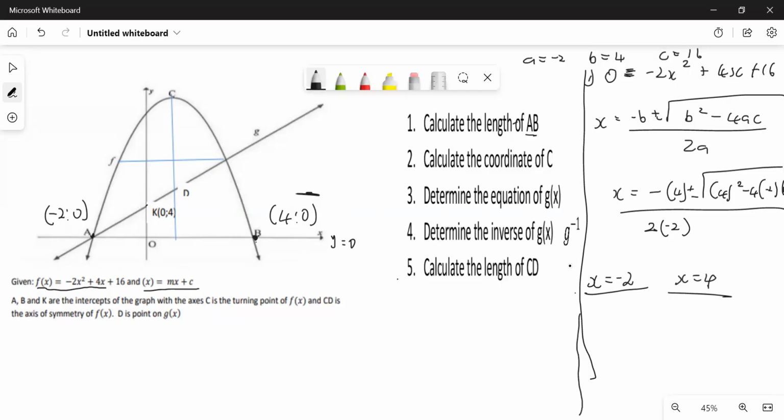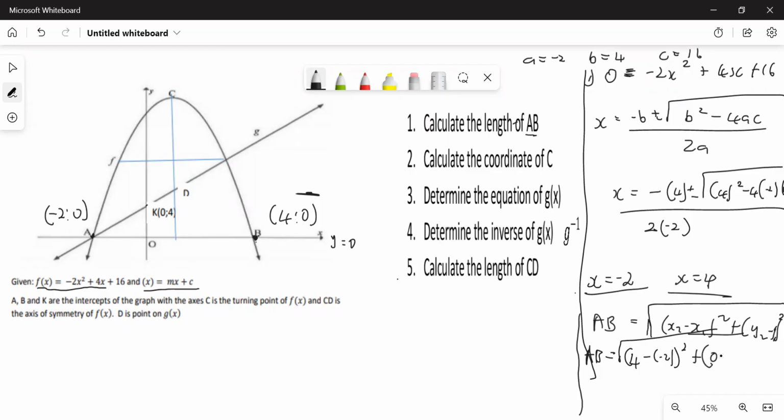If we calculate the distance, we know that AB is going to be equal to, if you want to use the distance formula, x2 minus x1 all squared plus y2 minus y1 all squared. And then you will have AB equaling the root of 4 minus minus 2 all squared. Now for y, you don't have to worry about it because it's going to be 0 minus 0 all squared. But let's put it here so that you'll see it. So you have 0 minus 0 all squared.